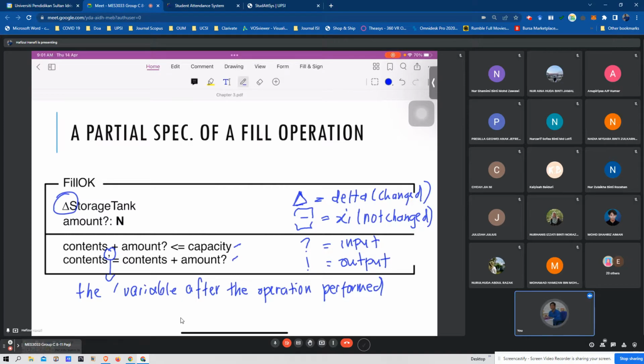And then we have a single quote. The single quote marks a variable after the operation is performed, defined after. We have content plus amount? as an input, less than or equal to capacity. If you have output, you put the exclamation mark.